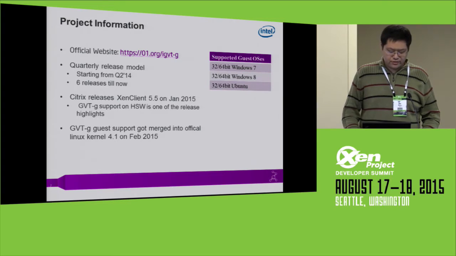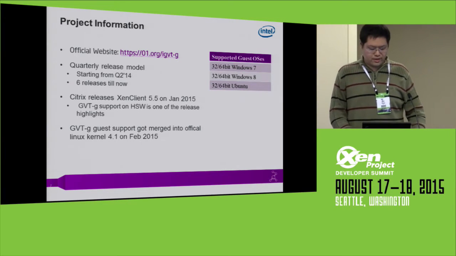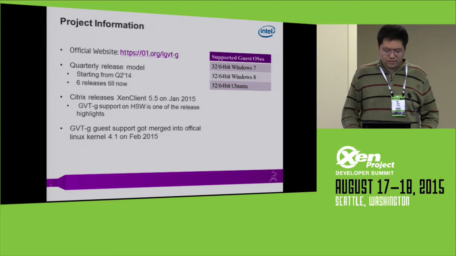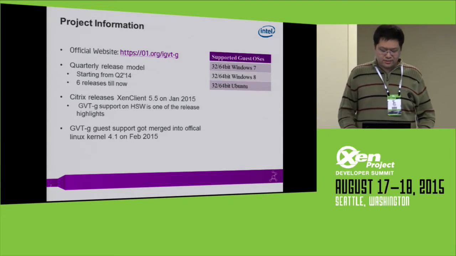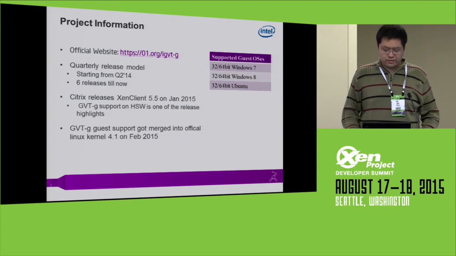Also for customer engagement, Citrix released Xen Client 5.5 in January 2015, and GVT-g support on Haswell was one of the release highlights at that time. Also, GVT-g support has been merged into the official Linux kernel 4.1 in February 2015. For supported guest OSs, we support both 32 and 64-bit Windows 7, Windows 8, and also Ubuntu.